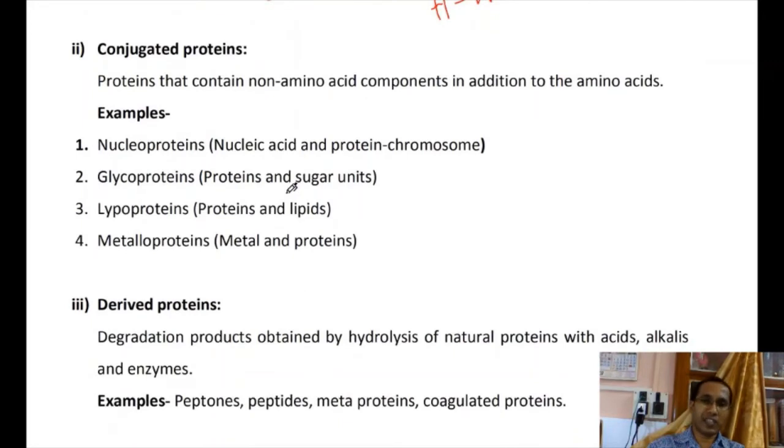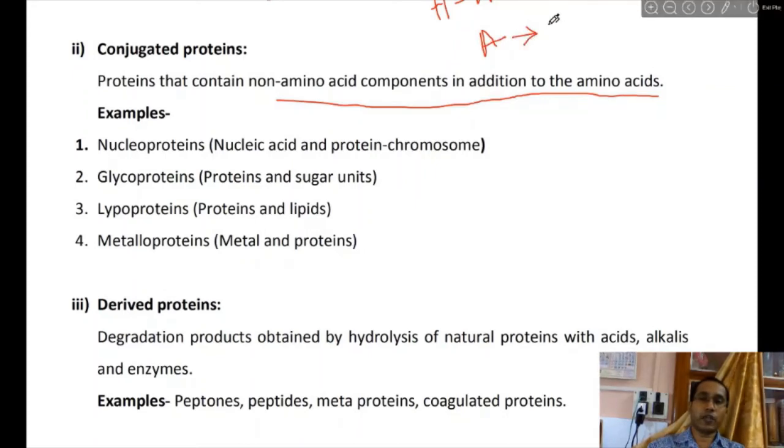Conjugated proteins, this is the complex structure. Proteins that contain non-amino acid components in addition to amino acids. So amino acids are there as well as non-amino acid parts. Amino acids form the primary structure, the polypeptides. With this, non-amino acid substances of any type can be attached. Example is nucleoprotein. You can see the example: protein part is there and nucleic acid is attached here. This is the non-amino acid part that forms the chromosomes.